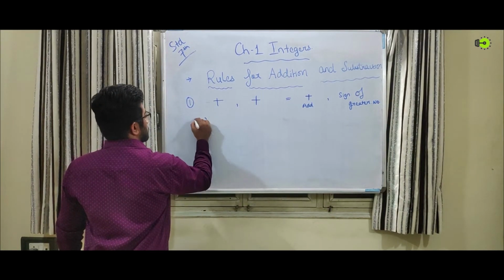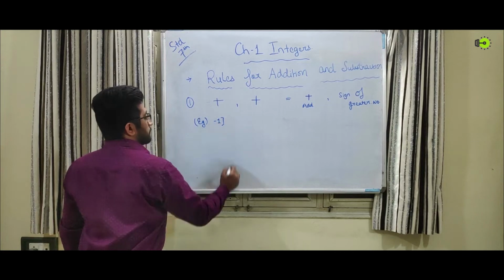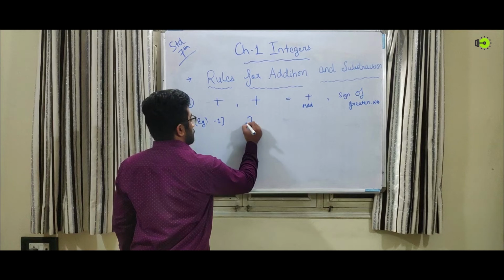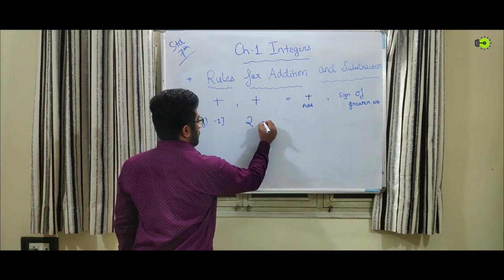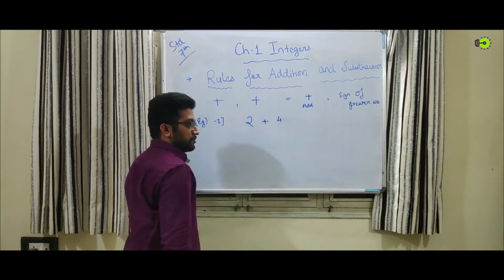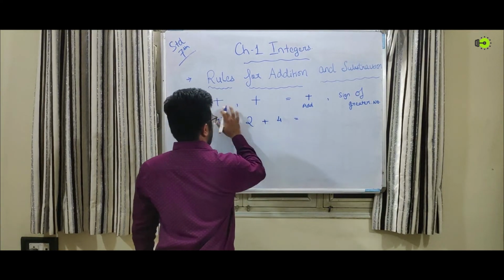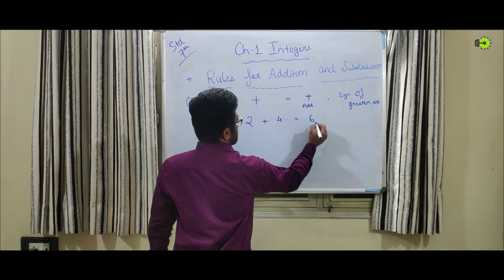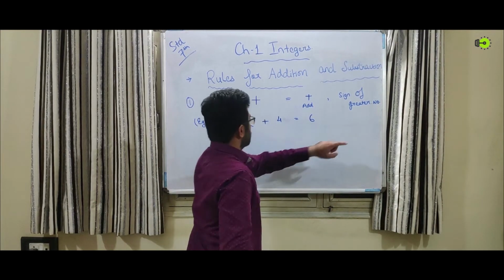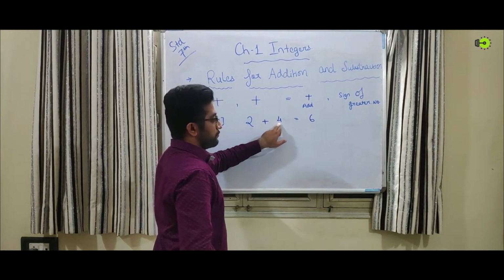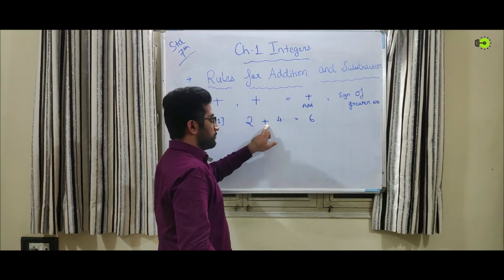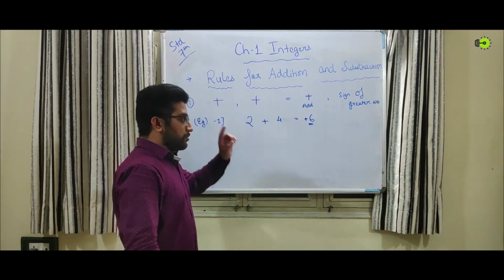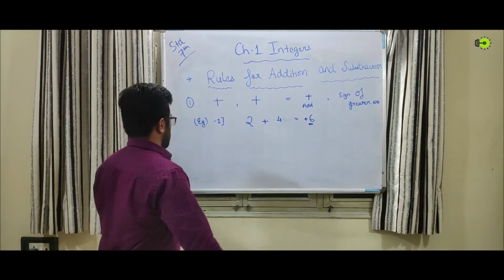Example, 2, which is a positive integer, plus 4, which is a positive integer. So plus plus, we have to add 4 plus 2, 6, and sign of the greater number. So here the greater number is 4 and the sign before it is plus. So your answer will be plus 6. Clear? So this is the first rule of addition and subtraction.